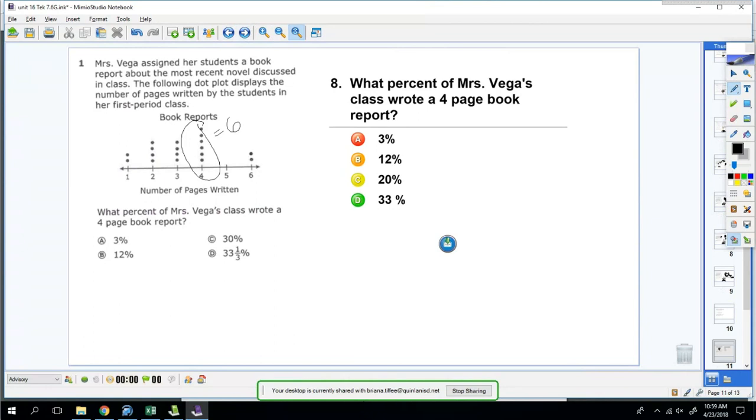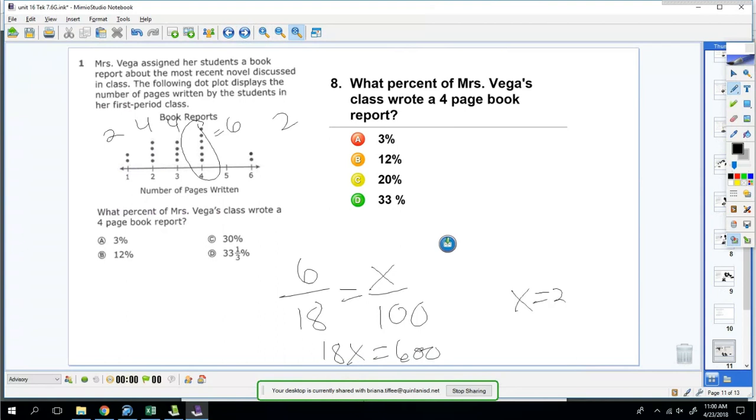So you have to add them up. There's 2, 4, 4, 6, 2, so a total of 18 kids were in the class. And out of those 18 kids, 6 of them wrote a 4-page book report. So now we have the same idea. Since you're trying to find a percentage, you do x over 100%. So you get 18x is equal to 600. You divide 600 by 18, and you get 33.3% repeating, which is just 33 and 1/3, or just 33%.